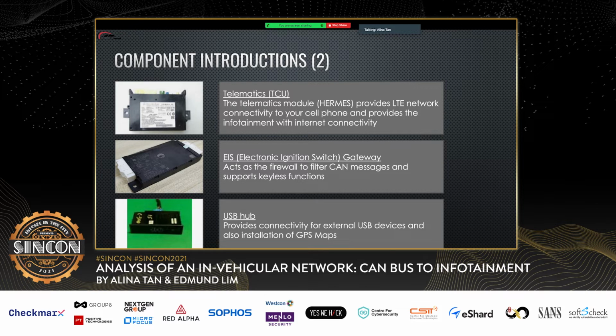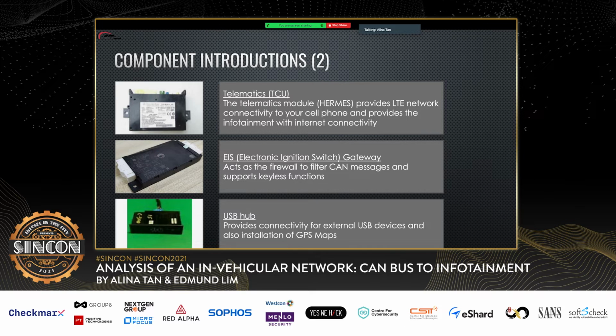EIS stands for Electronic Ignition Switch. It acts as a firewall to filter out unwanted CAN messages, and it supports keyless entry functionalities. So it's pretty similar to the IT world firewall. It uses whitelisting to whitelist the CAN messages that are pre-approved in the vehicle. So any rogue CAN messages, if you do any spoofing of rogue CAN messages, will be filtered away by the EIS gateway.